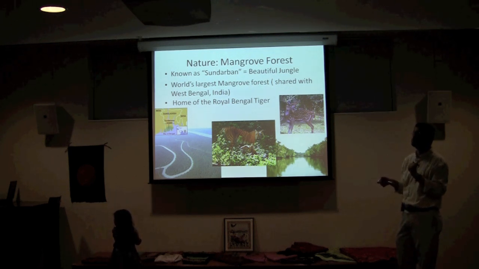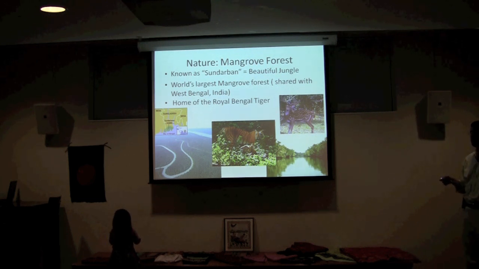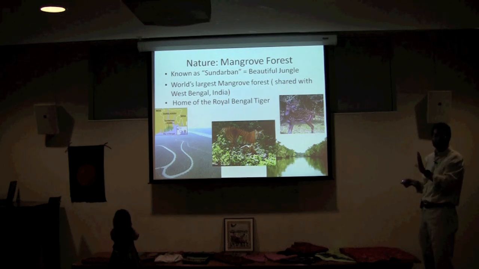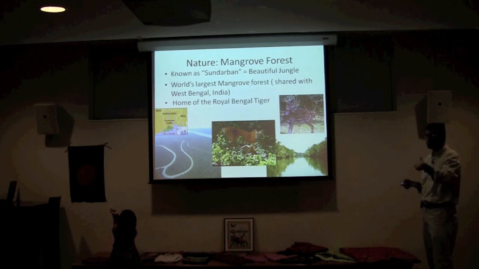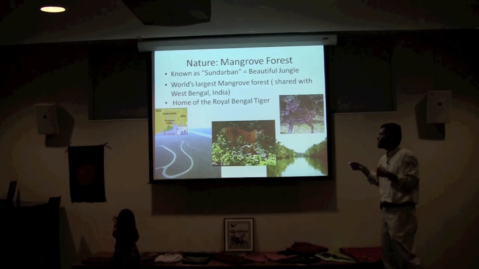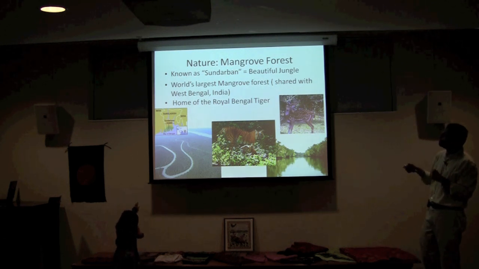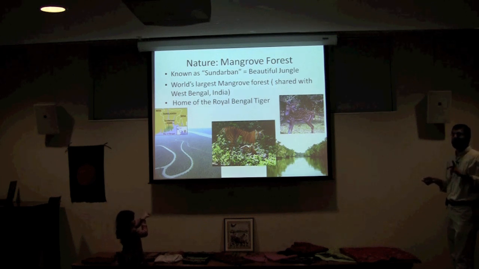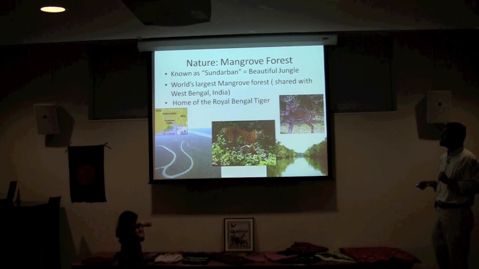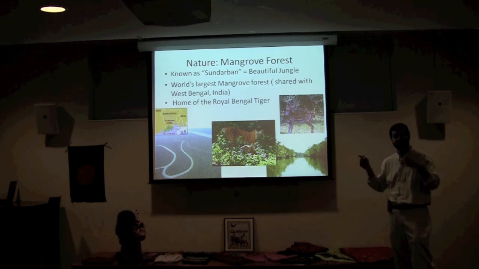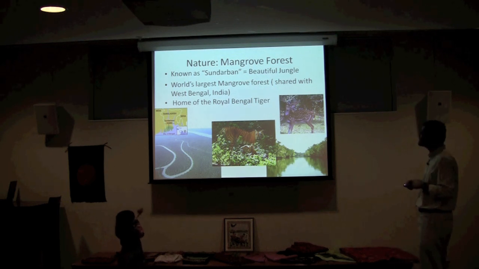Bangladesh and India together have the world's largest mangrove forest, known as the Sundarban. Sundarban in our language, if you translate to English, means beautiful jungle. Sundar is beautiful and Ban means jungle. It's the world's largest mangrove forest, and it's also home to the Royal Bengal tiger, which is the largest and strongest member of the cat family.